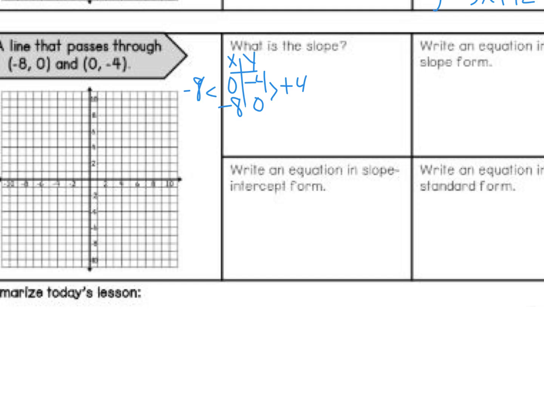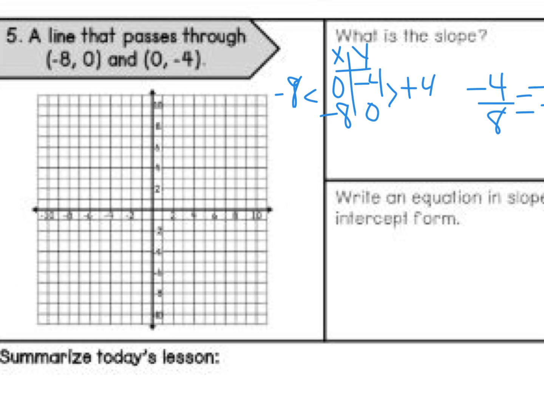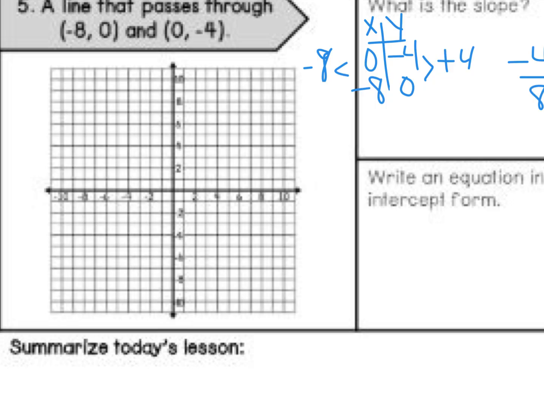Let me ask you, did we actually need to do that, or could we just graph our 2 coordinates and then count our slope? Is that another way we could do this? Yeah, we could come over here and say, okay, -8, 0, -4, and we could count down 4 over 8. You could also see it that way. So our slope is -1/2.